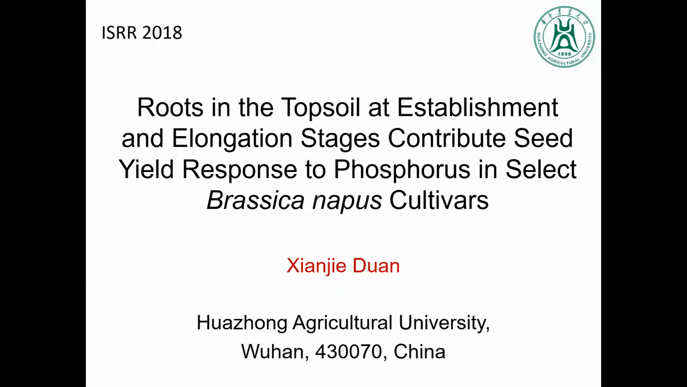Today my topic is: roots in the topsoil at the establishment and elongation stages contribute to the yield response to phosphorus in selected Brassica napus cultivars. I will introduce my work in four parts.